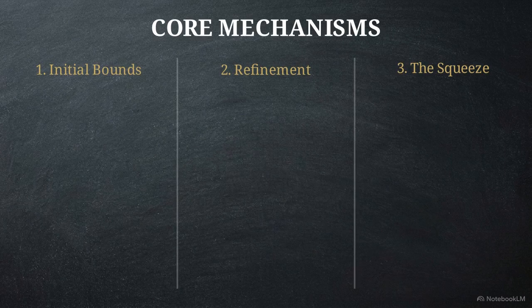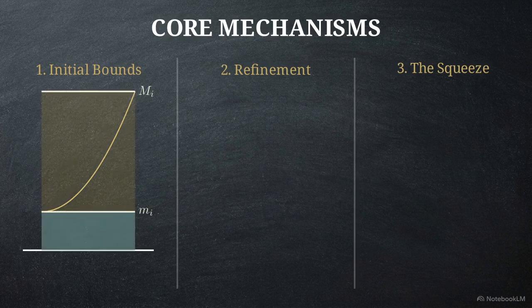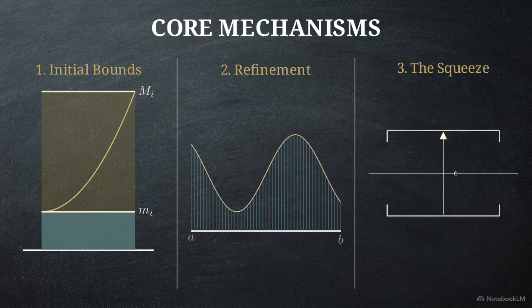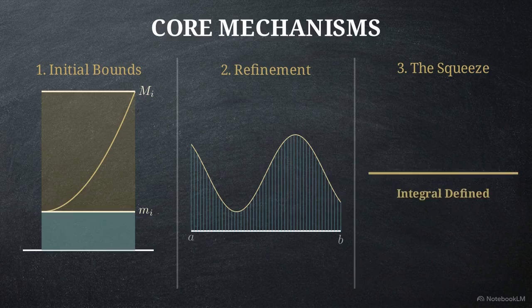The logic of the chapter resolves into a precise sequence. First, upper and lower sums create the initial bounds. Second, partition refinements tighten the approximation. Finally, the epsilon squeeze proves that as the gap shrinks to zero, the integral is defined.